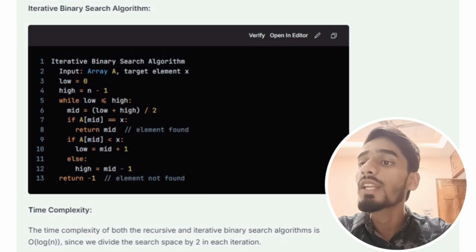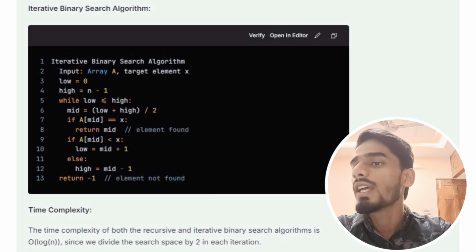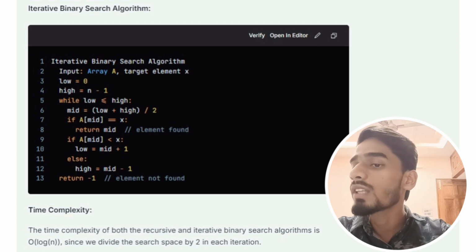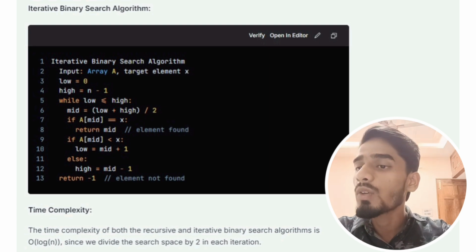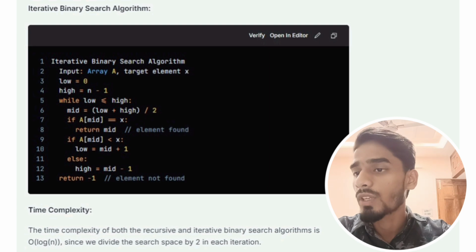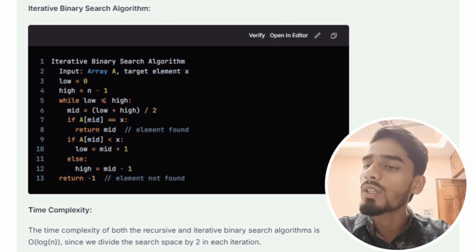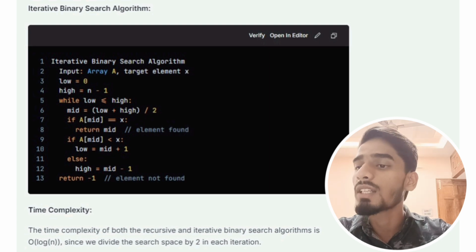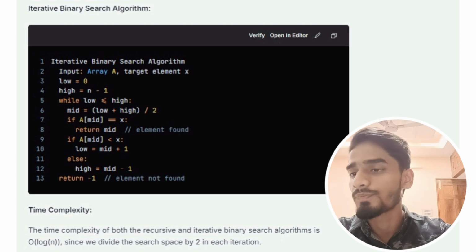Next, the iterative binary search algorithm. In this, input is array A and target element x. We define low and assign it 0, and high with n minus 1. While low is less than or equal to high, the mid value will be low plus high by 2. If A of mid is equal to x, we return mid, which means element is found. If A of mid is less than x, low is equal to mid plus 1. Else high is equal to mid minus 1, and we return minus 1, which means element not found.